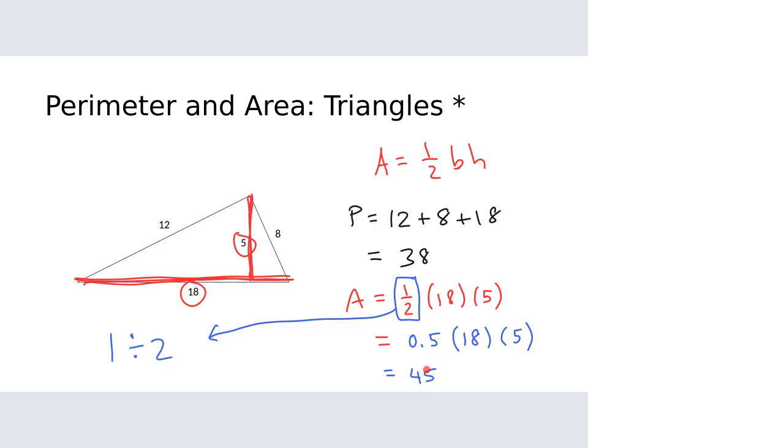So our perimeter here is 38. Our area is 45. Let me know if you have any questions about anything we did there before we go forward.